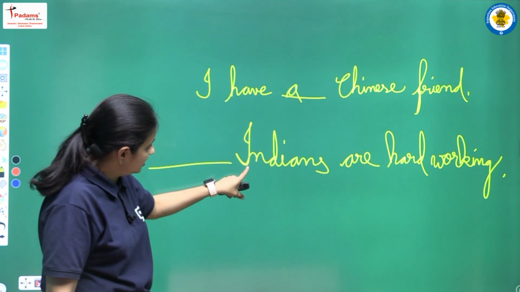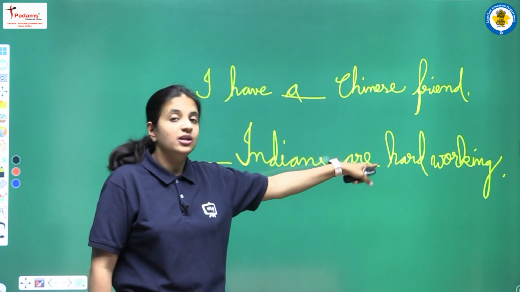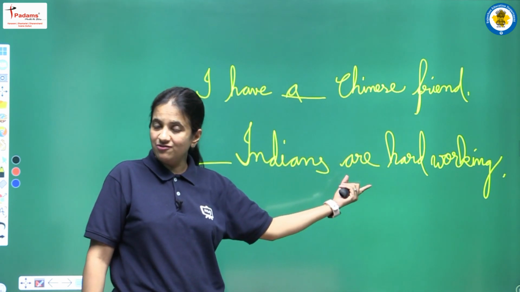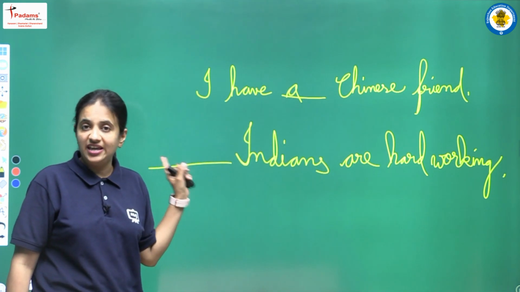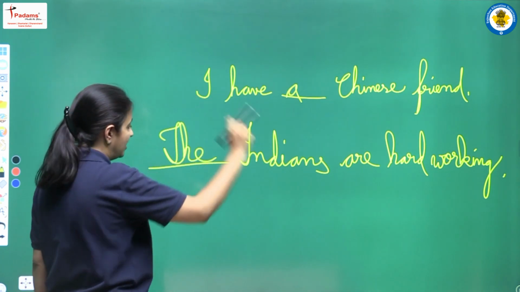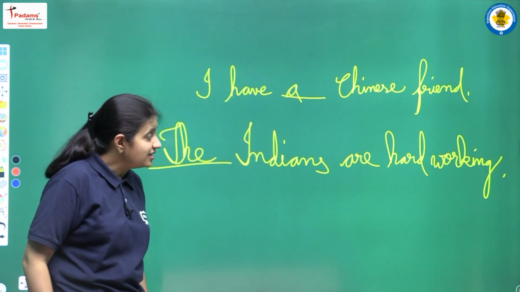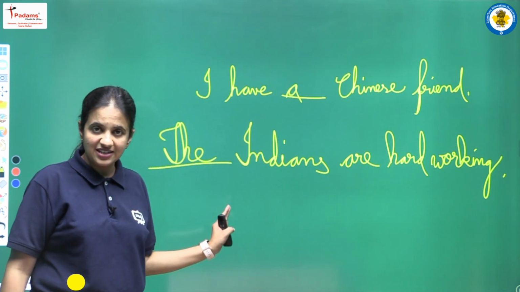So we can see here that Indians is the plural form, and we can see the verb also is in the plural form, right? We are having "are" here. So for that we cannot use a or an here. We have to use the before Indians, and the sentence will be: The Indians are hardworking. Clear? I hope now the difference is clear to you all.